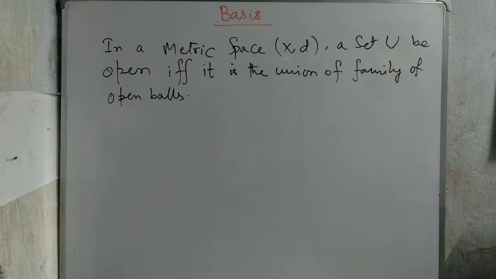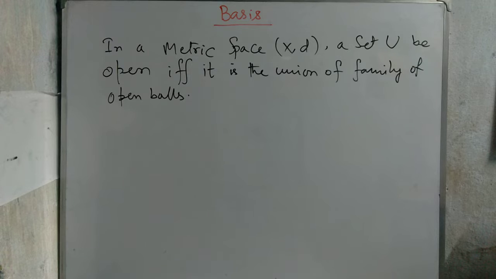About one important topic of metric space, which is basis. Now also write one important result in metric space. In a metric space (X, d), a set U is open if and only if it is the union of a family of open balls. Okay.